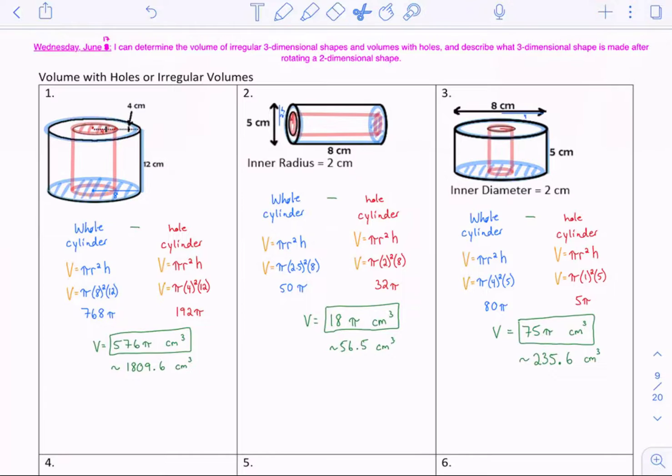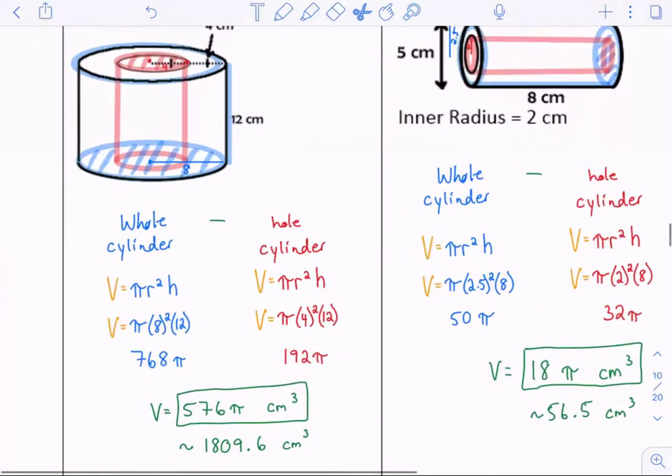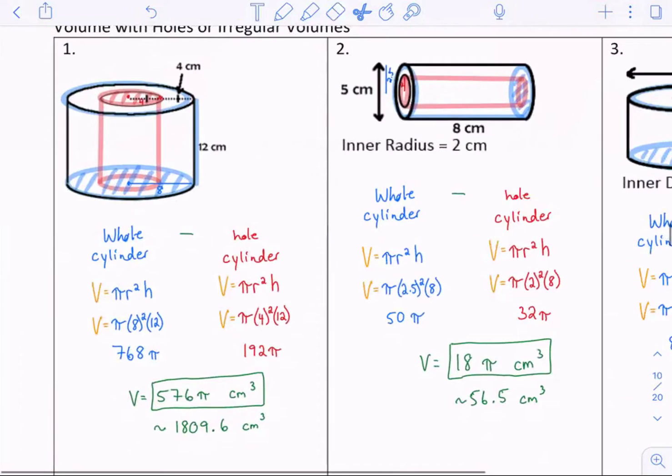Okay, great. So hopefully you guys completed the practice problems. So we're going to slowly just zoom in and let you take a look at each one of these problems. Pause in between.